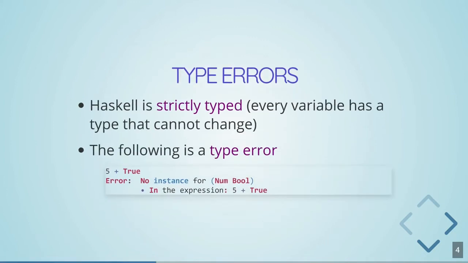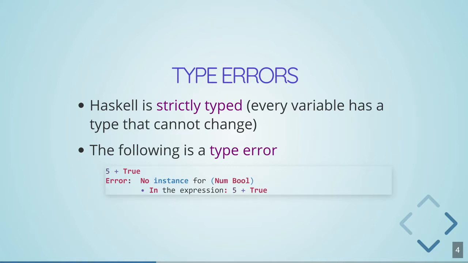Now Haskell is a strictly typed language, which means that every variable has a type, and that type is never ever going to change. So this creates the opportunity for type errors. Let's say you have an expression 5 plus 2. Now it gives back an error message, and this error message has a number of things going on. You're going to fully understand what exactly this error message is telling you by the end of this course. But for now, let's just focus on the fact that it's saying num bool doesn't exist.